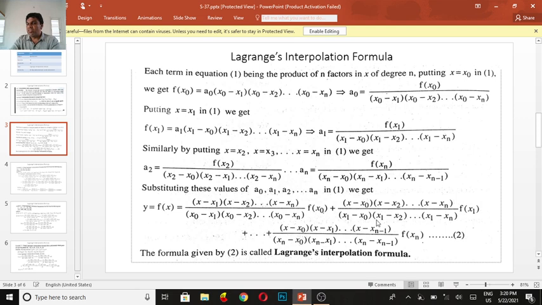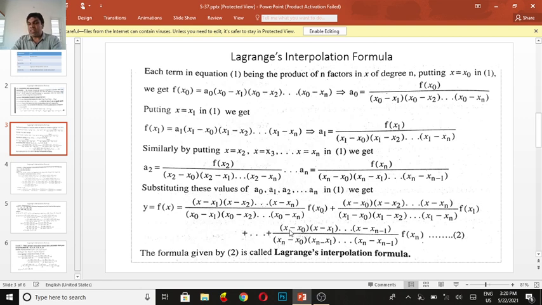In f of x1, similarly, in the f of x2, x minus x naught, x minus x1 appear, but x minus x2 does not appear, and the denominator starts from x2 minus x naught, x2 minus x1, x2 minus x3, not x minus x2. Keep it in mind, because the product is 0 like that.